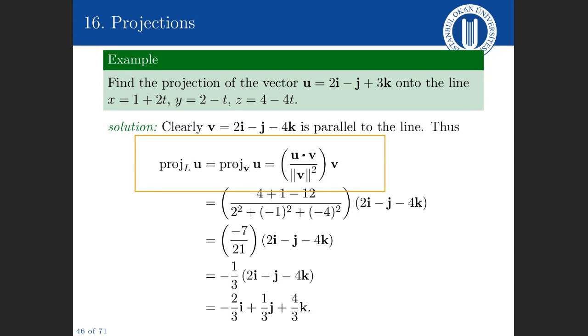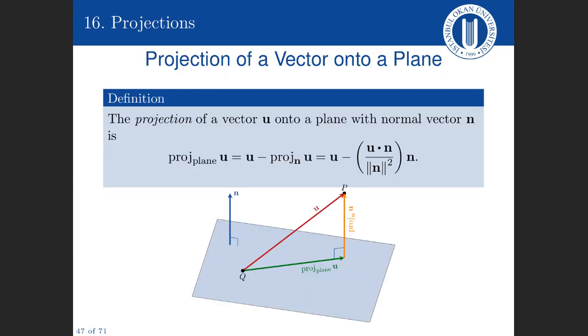Using the formula, I want to be quick here. I leave this for you to check. We get minus 2 over 3 i plus 1 over 3 j plus 4 over 3 k. Please take your time when you read the lecture notes to read through this and check that this is correct.